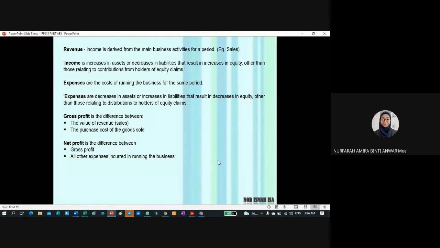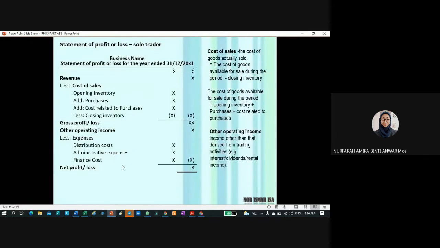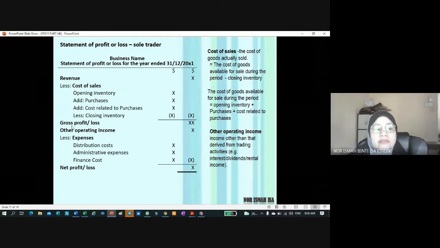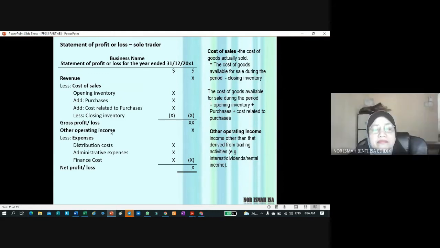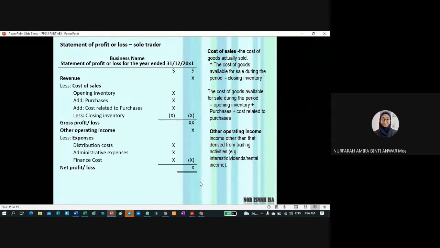Madam, bawah ada operating income tu ada purchase discount je ke? Purchase, yes, purchase discount is included here. Oh, masuk yang tu lah sebab dia dianggap sebagai income. Okay. Ada tak contoh lain untuk other operating income?